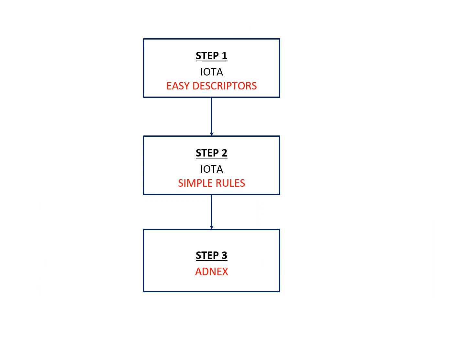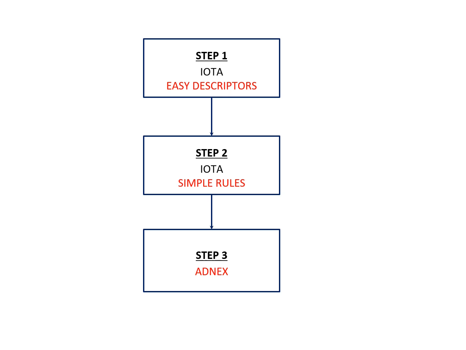This is how the IOTA system works. In step 1, you use something called the easy descriptors to try and quickly guess the diagnosis of the tumor. In step 2, you use the IOTA simple rules. If you still can't reach a diagnosis, you go to step 3, wherein you use Adnex online calculators.